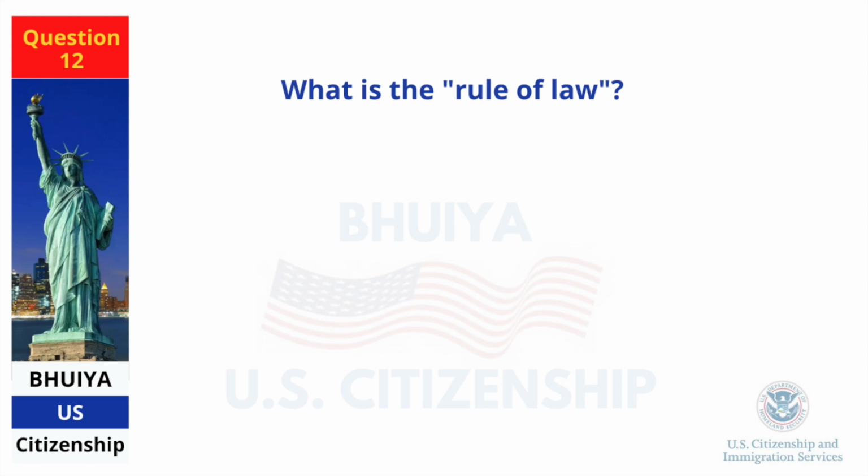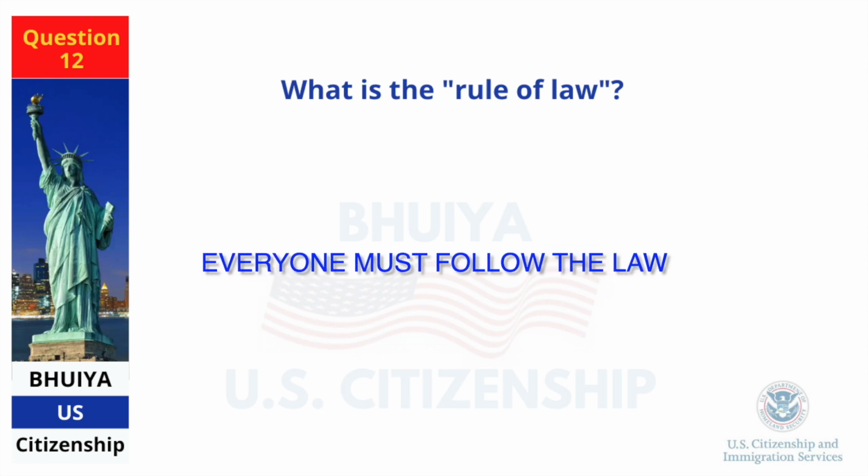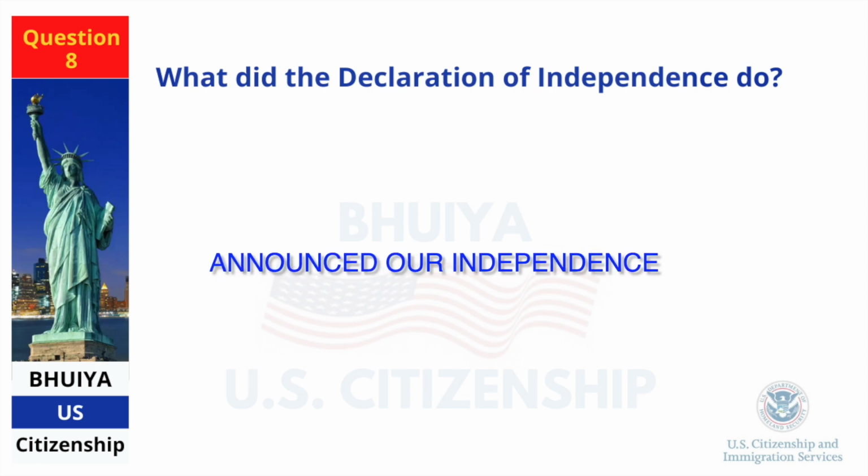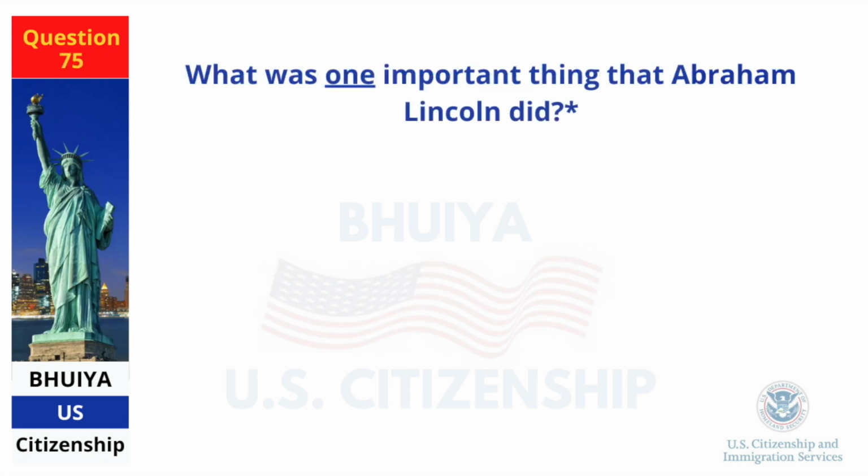What is the rule of law? Everyone must follow the law. What did the Declaration of Independence do? Announced our independence. What was one important thing that Abraham Lincoln did? Freed the slaves.